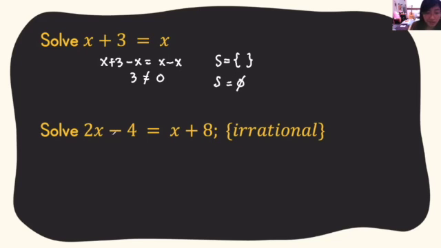Same here. Solve x minus 4 equals x plus 8, but within the set of irrational numbers. So 2x minus x equals 8 plus 4, x equals 12. It seems like we have an answer, but the solution should be inside the set of irrational numbers, and 12 is a rational number, not irrational. It means we don't have any solution where the answer is an irrational number. So the solution is empty.